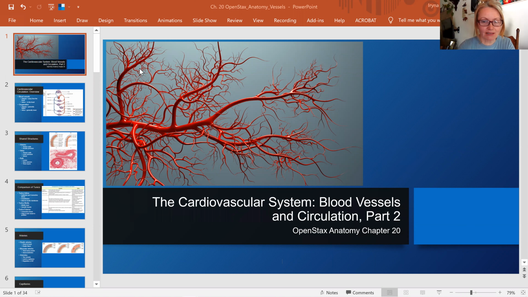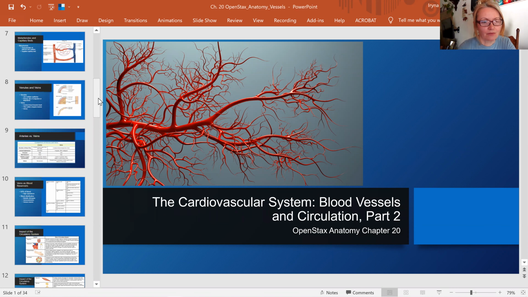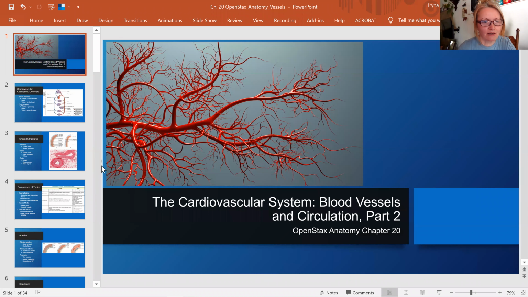And I'm using OpenStax's Anatomy and Physiology textbook. So I already covered the first part, right? So we're just going to pick up where we left off.